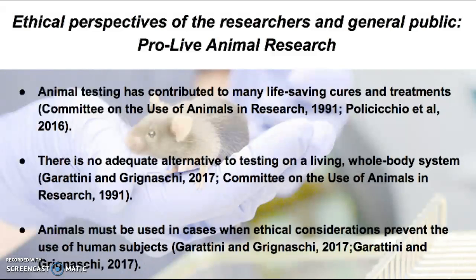Even the most powerful supercomputers are unable to accurately simulate the workings of complex organs such as the brain. And finally, they claim that animals must be used in cases when ethical considerations prevent the use of human subjects. When testing medicines for potential toxicity, for example, the lives of human volunteers should not be put in danger unnecessarily.